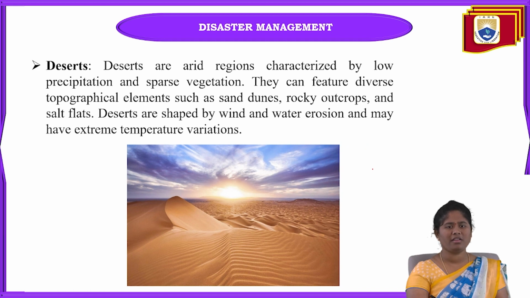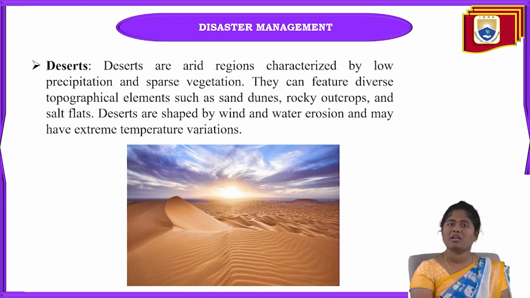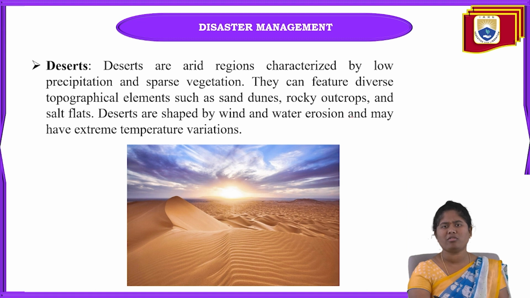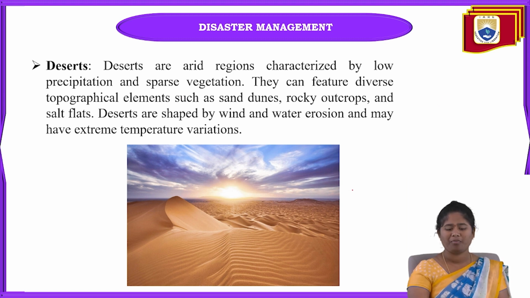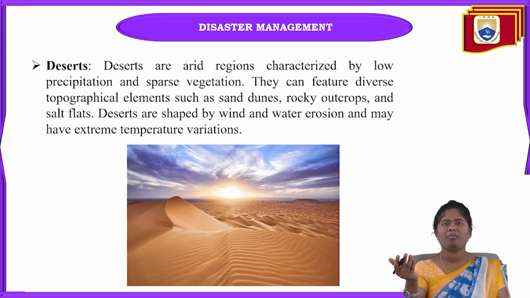And coming to the next one, that is deserts. These deserts are nothing but arid regions, meaning there will be no plants or there will be no water in the desert areas. And these desert areas are characterized by low precipitation. Why? Because in these desert regions, precipitation will be very low when compared with other areas. And there is also sparse vegetation. When there is no precipitation, there is no growth of trees or any plants. They will not be there. So that's why vegetation will not be there.